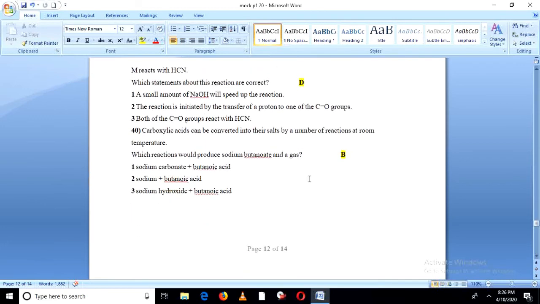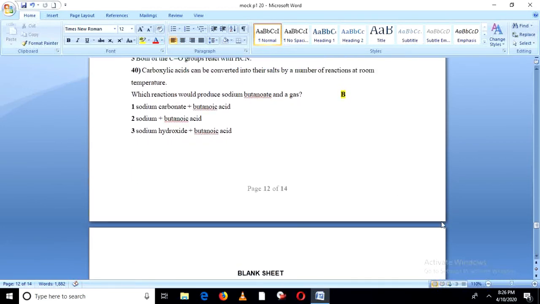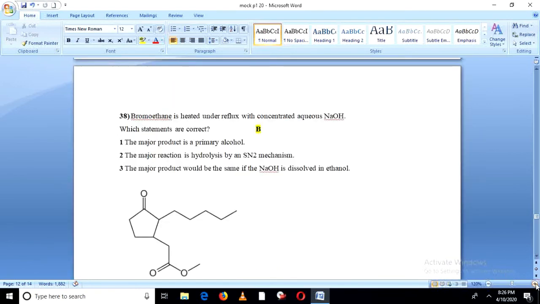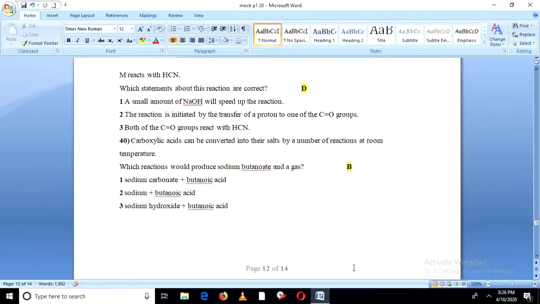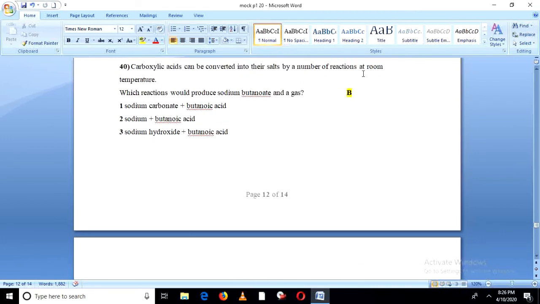For the 40th MCQ, here is the 40th MCQ. The examiner was saying carboxylic acids can be converted into their salts by a number of reactions at room temperature. Which reaction would produce sodium butanoate and a gas? So the best suited answer was B. I have highlighted the answer.